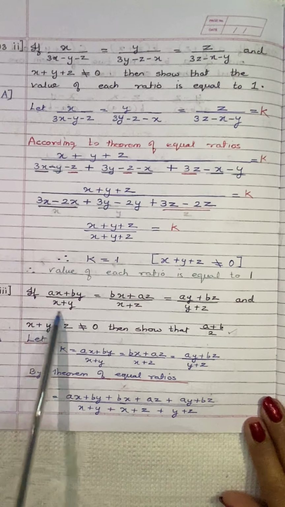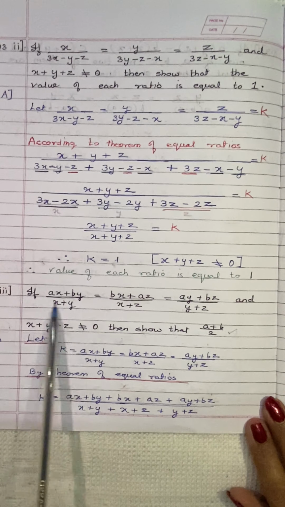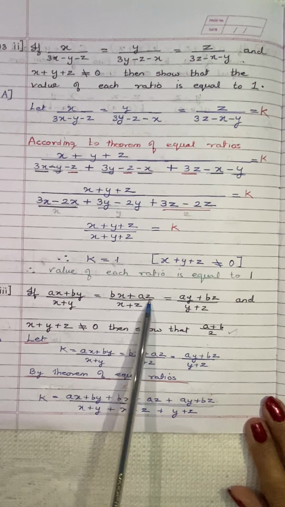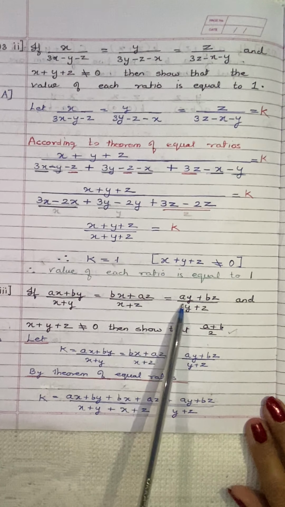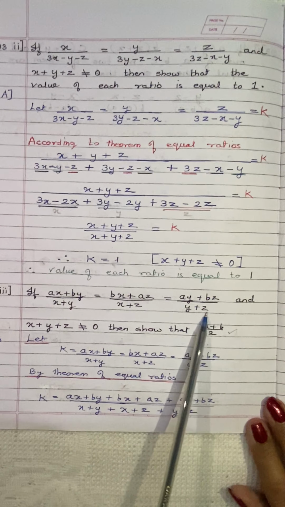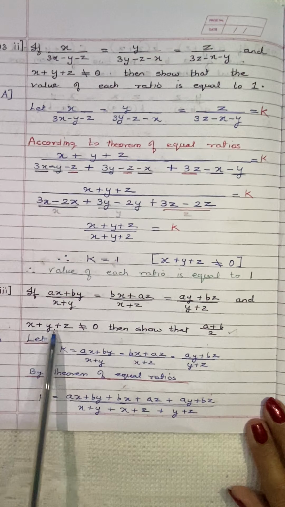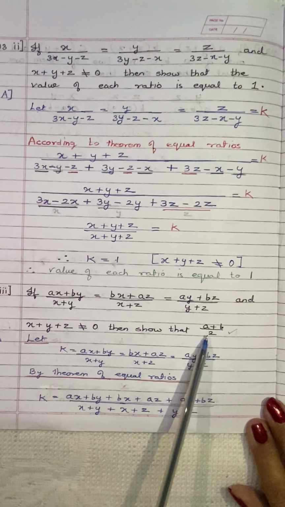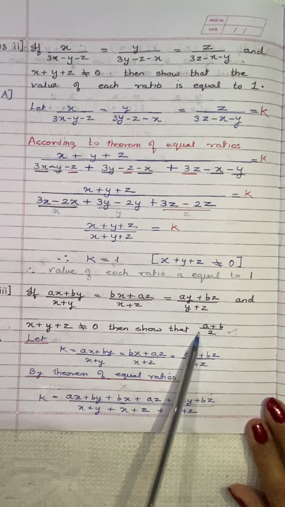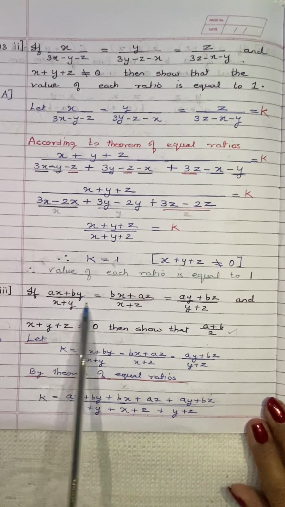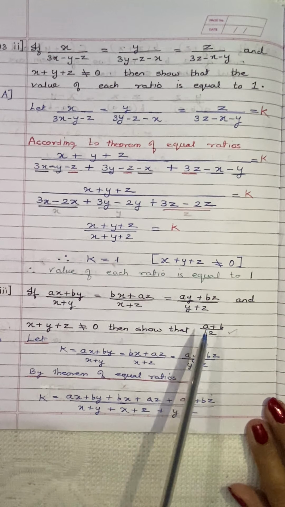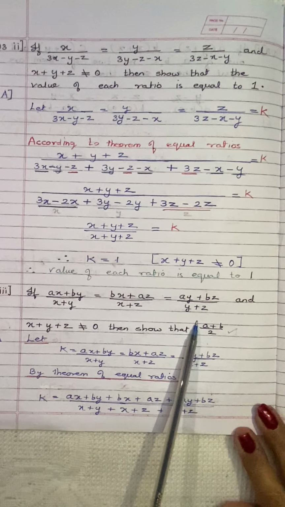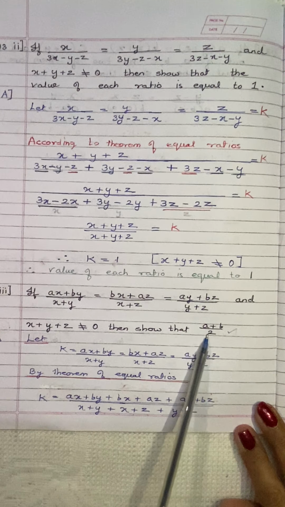Now sub question 3 of question 3, if ax upon by plus xy, bx plus az upon x plus z, and ay plus bz upon y plus z, and x plus y plus z is not equal to 0, then show that a plus b upon 2. Now we need to get this as the answer. Again, this is the expression which we need to solve, and this is the answer we should get at the end.